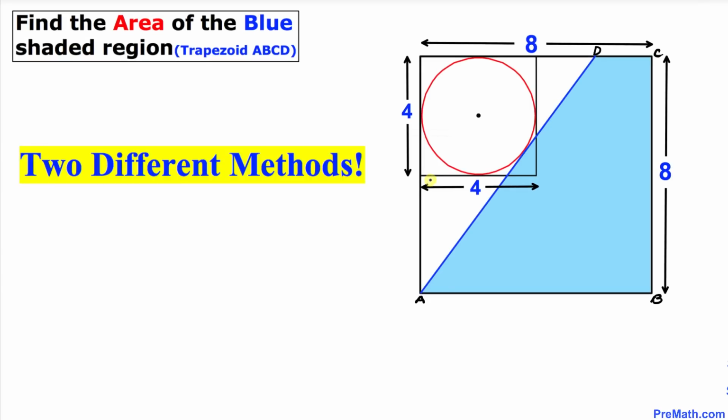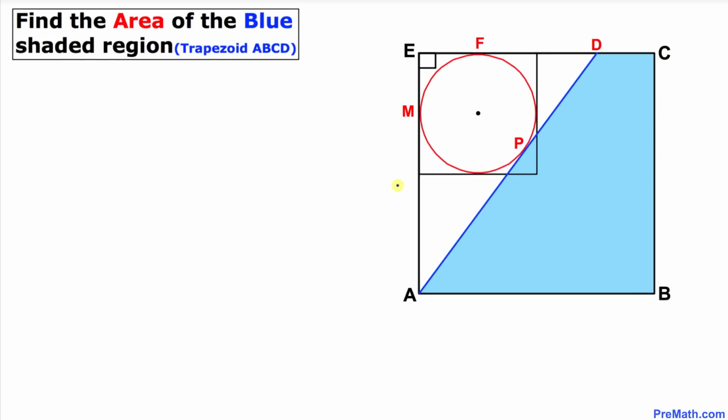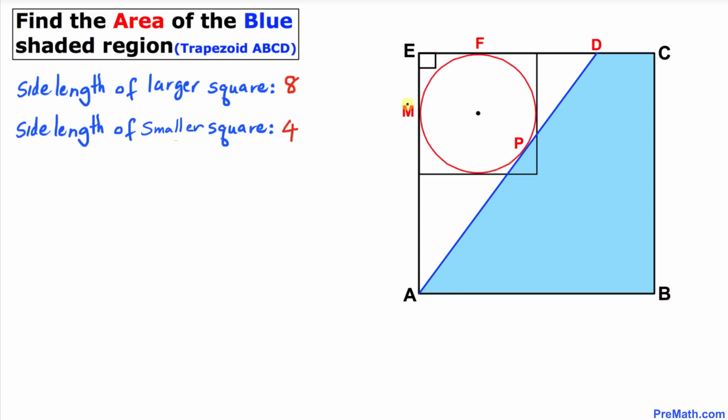And in this video tutorial, I will show you two different methods to solve this given problem. So let's go ahead and get started with the solution. And keep in your mind the side length of this larger square is 8 units. And the side length of this smaller square is 4 units.